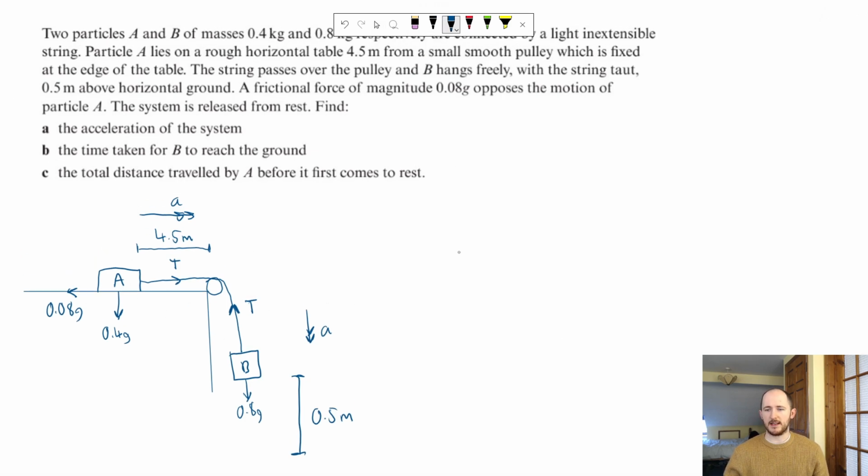Now the key part here is I can't just combine them. Do you remember how in the connected particles topic, because they're moving in the same direction, we were able to treat them as one big particle? In this case, are they moving in the same direction? No.